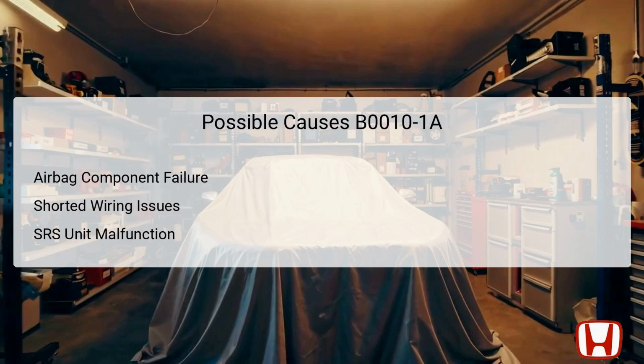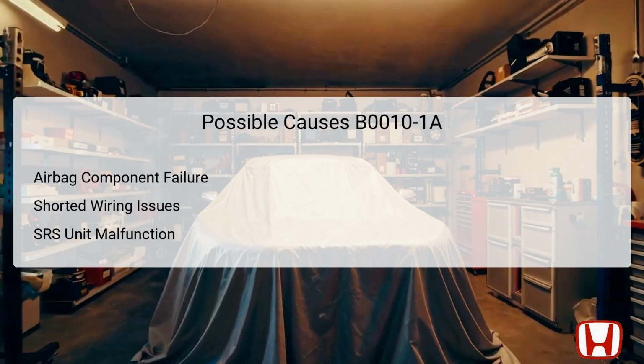Several factors may trigger the DTC B0010A. One possible cause is a failure in the airbag component itself, which could manifest in a physical defect or depletion of its functionality over time. Another significant cause is damaged or shorted wiring, where the wires connecting the airbag to the SRS unit could either be frayed, broken, or inadvertently connected together, causing abnormal electrical readings.